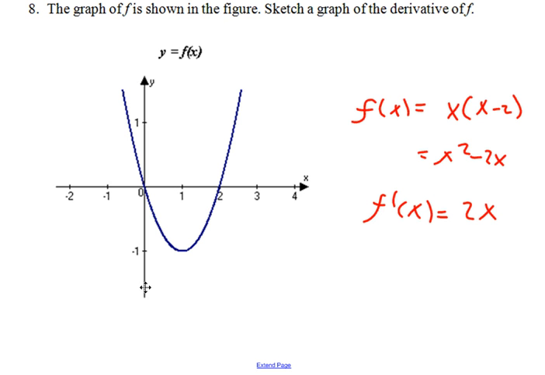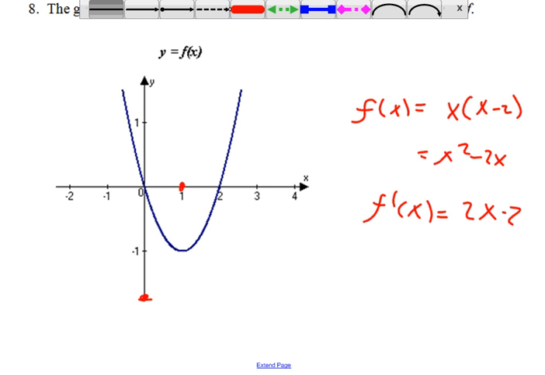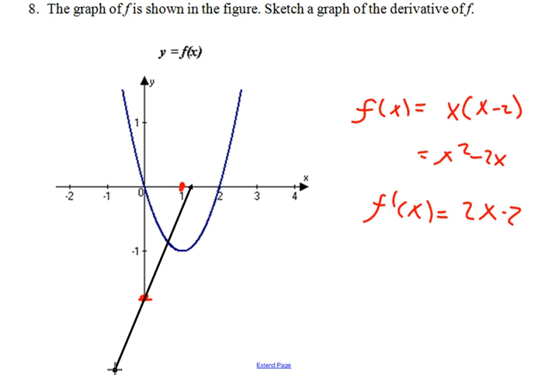So start at, I'm sorry, negative 2 right here. So I start at negative 2, and I go up 2 over 1. I just connect those points, and that's going to give us a line right there. So it'll look something like that. That's what your derivative should look like.